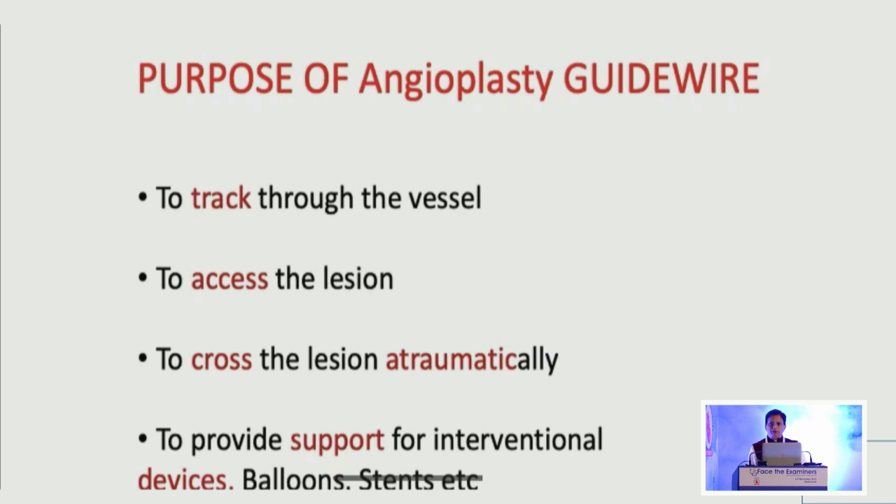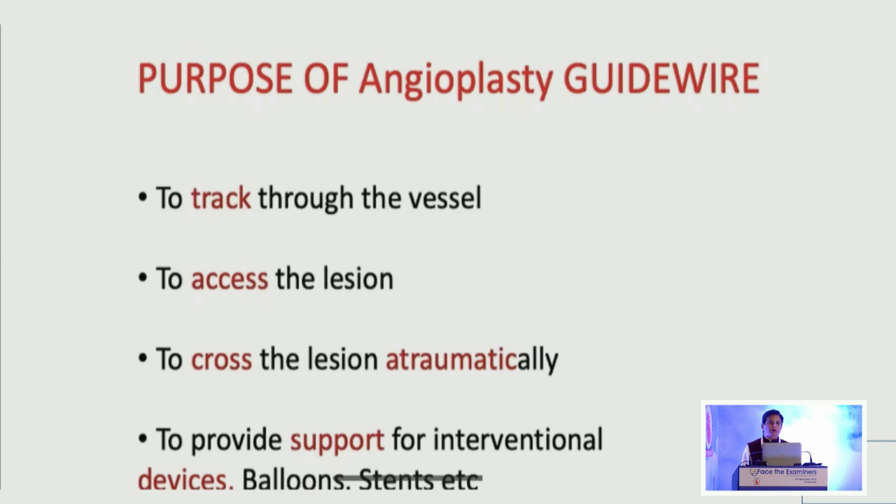So what is the purpose of an angioplasty guide wire? The first purpose is to track through the vessel. That means it has to go according to the bends and tortuosities and whatever is there along the vessel. Then it has to access the lesion. It may be proximal, mid-segment, distal, a bifurcation, fibrotic, or calcified, whatever it may be. But we need to access the lesion with a guide wire, and to cross the lesion atraumatically.